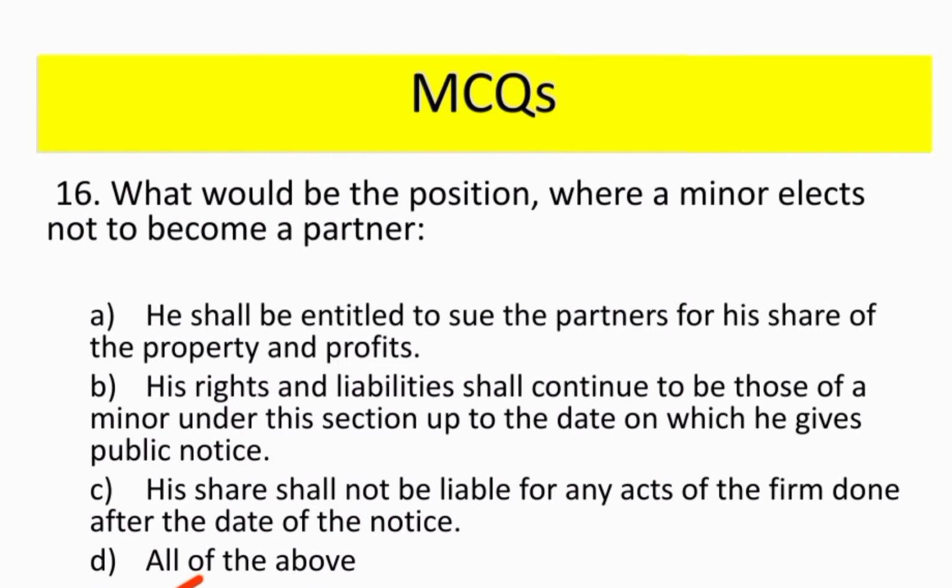Any minor who elects not to become a partner after attaining majority, all these above options are correct. He shall be entitled to sue the partners for his share of the property and profit. His rights and liabilities shall continue to be those of a minor under the section up to the date on which he gives the public notice, and his share shall not be liable for any act of the firm done after the date of the notice. So all of the above options are correct.